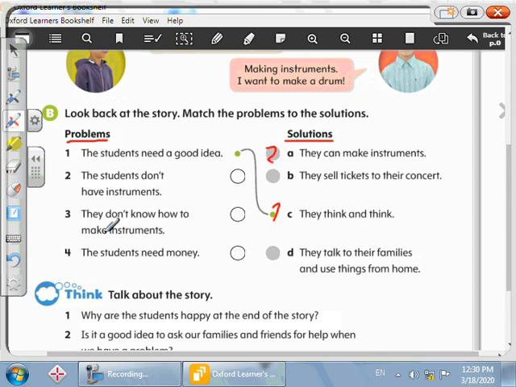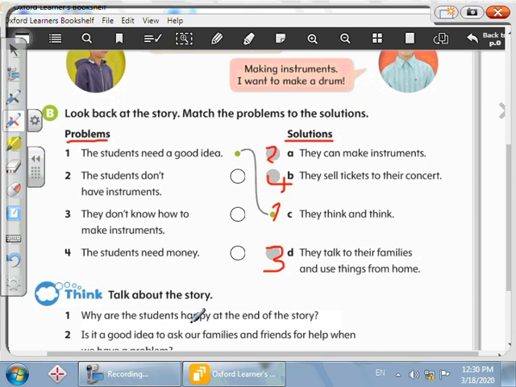Number three, they don't know how to make instruments. What are they going to do, guys? Super, they talk to their families and use things from home. So this is number three. The students need money. What are they going to do? Super, they sell tickets to their concert so they can buy new instruments with the money from the tickets.